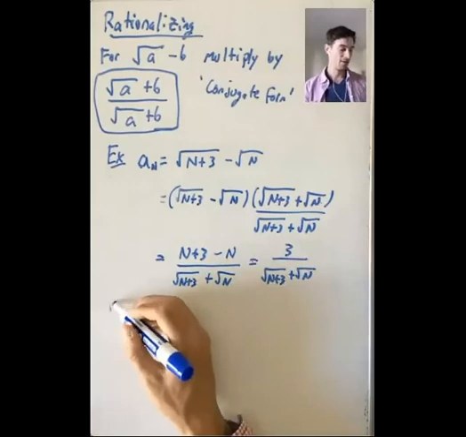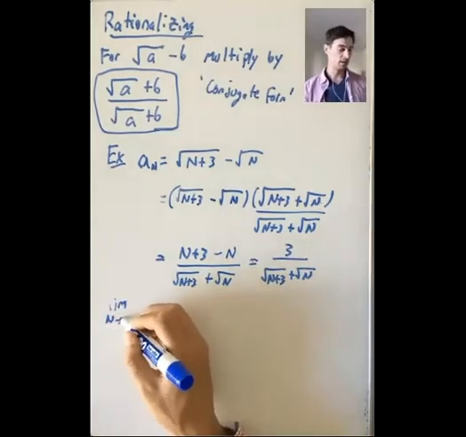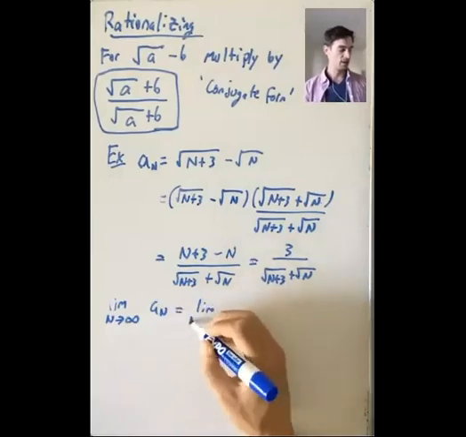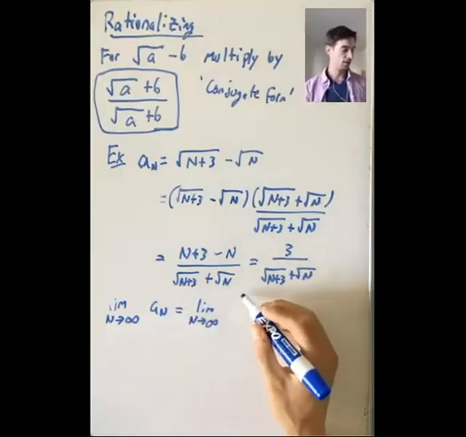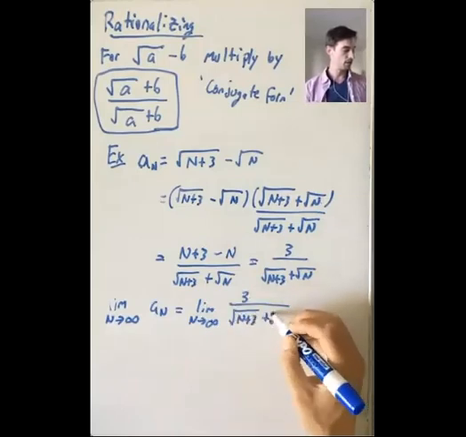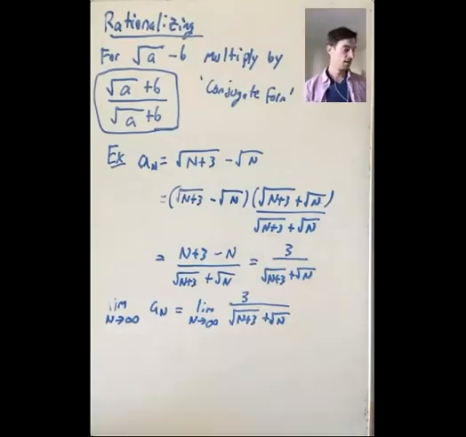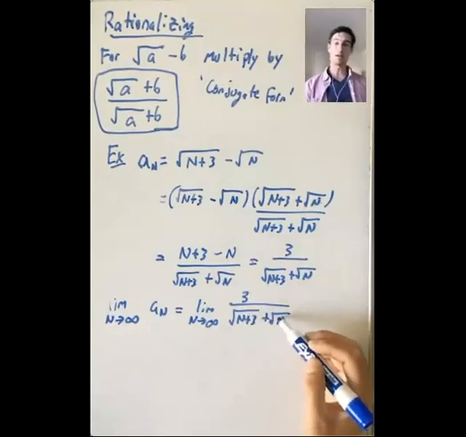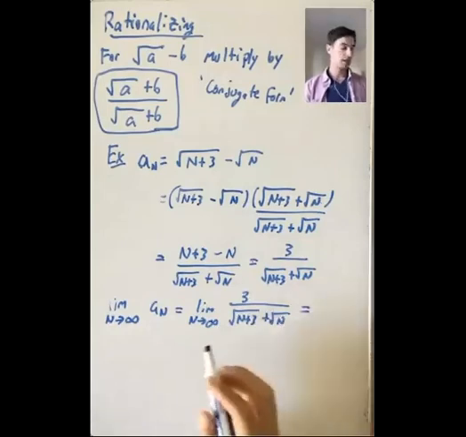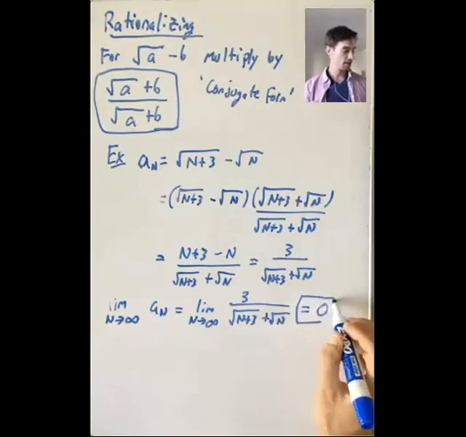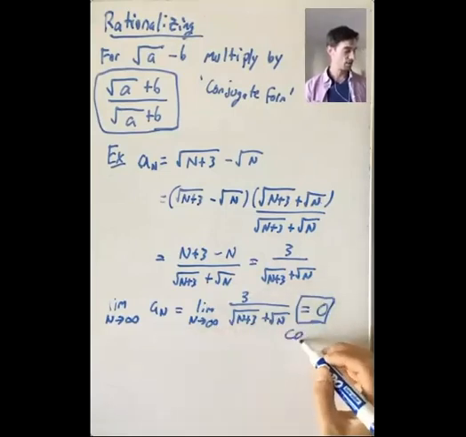And now we can see what happens when we take the limit. The limit as n goes to infinity of a_n is now the limit as n goes to infinity of 3 over square root of n plus 3 plus square root of n. As n goes to infinity, the numerator is always 3, and the denominator is going to infinity. So we're getting 3 over something larger and larger and larger. This limit exists and is 0. So this sequence converges to 0.